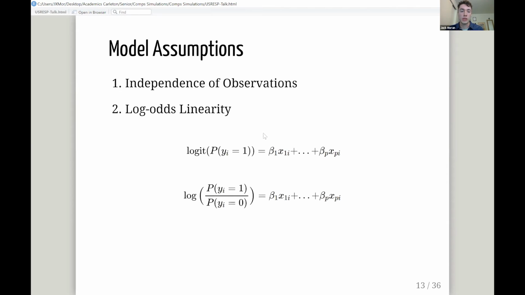And we assume only two things of our data. The first is independent observations. Knowing the outcome of one observation doesn't give us any information about the outcome of another. And two, log odds linearity. And that comes from the inverse logit function. And so that's a very quick recap. We're not going to get super into it.